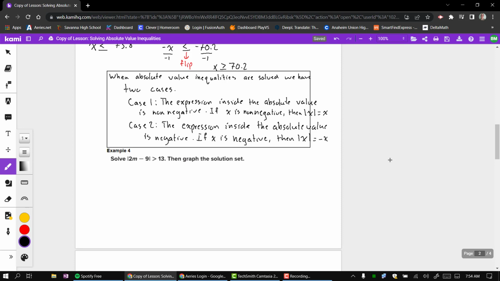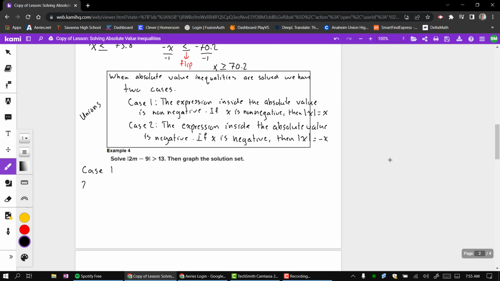So the last one was on intersections. This one's going to be on unions. So let's take a look at what a problem looks like using this idea with unions. So we want to solve the absolute value of 2m minus 9 is greater than 13. And we want to graph the solution set. So again, we have two cases. Let's start off with case 1.